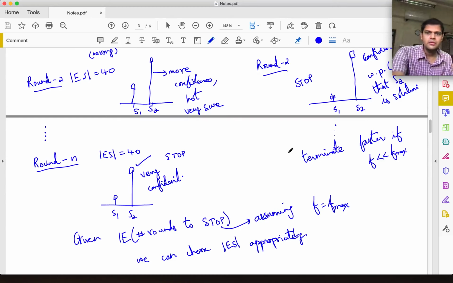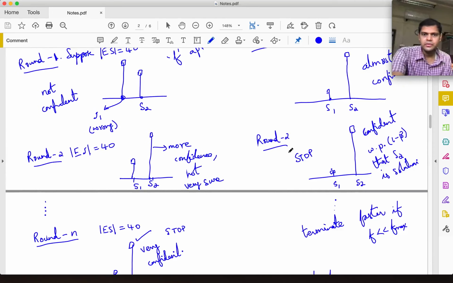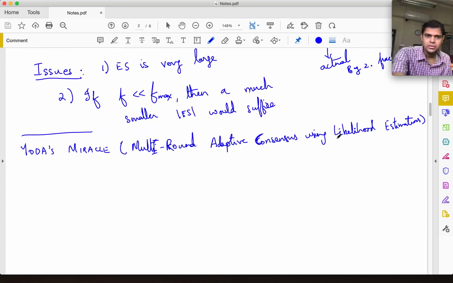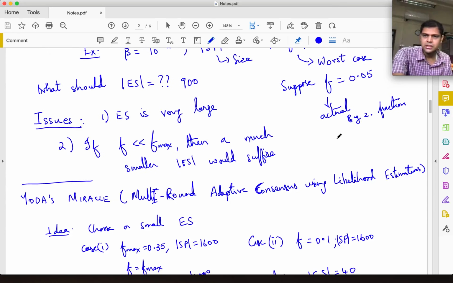So this is why we call miracle adaptive. So it is adaptive to the value of f. We don't know what f is. If it's the worst case, then we take a certain number of rounds, but if f is much smaller, we terminate faster. Okay, and we get away with a much smaller set. So for example, here we chose 80 nodes to do the computation, whereas if we had gone by this other solution where we just chose a single execution set, then we would have needed something like 900, right? And even if f was much smaller.